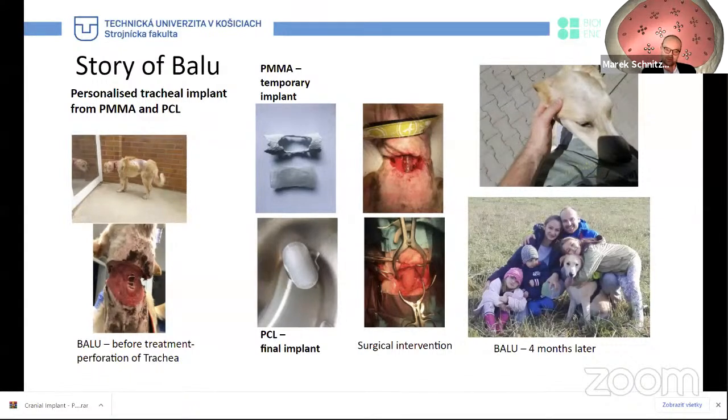But we are trying to use this case for COVID patients who are on a ventilator and have a defect on the trachea, a tracheal stenosis. We would use this platform, this implant, which we gave to Balu, the dog, so that the trachea after the implantation will be in the condition like before the ventilator. Thank you.